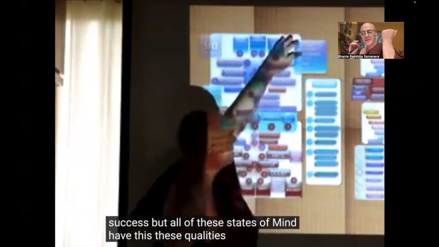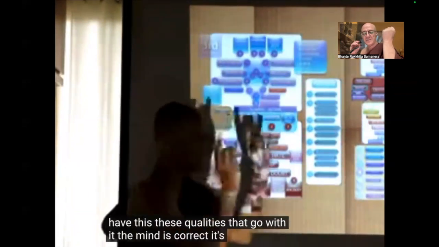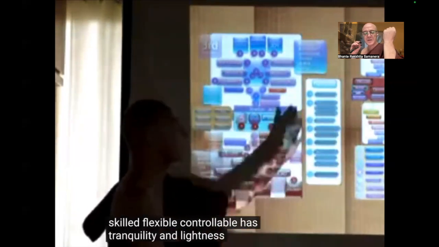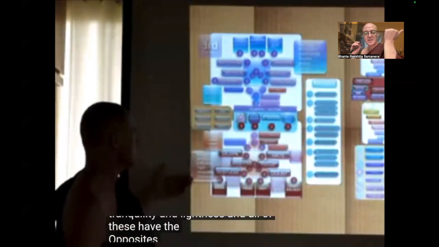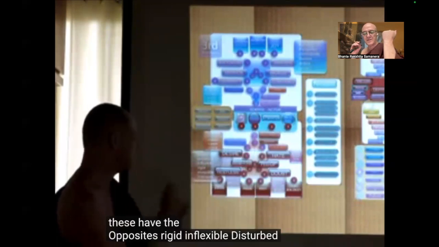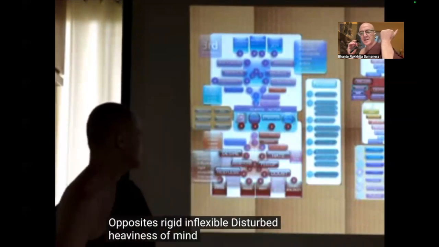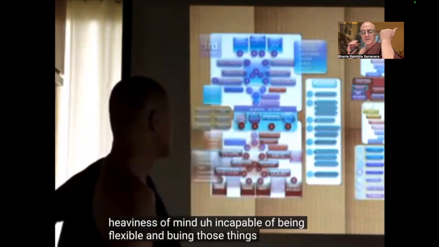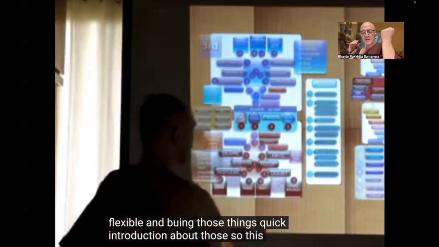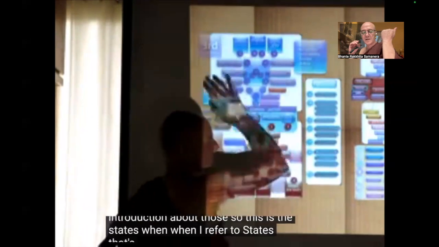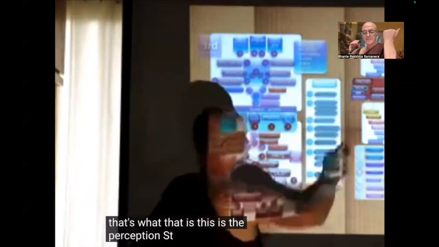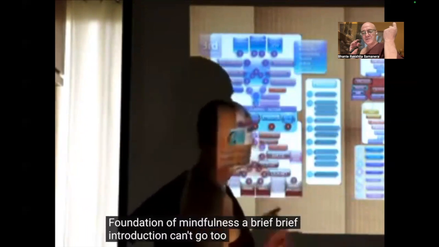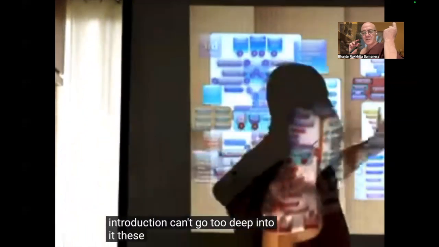But all of these states of mind have these qualities that go with them. The mind is correct, clear, skilled, flexible, controllable, and has tranquility and lightness. And all of these have opposites: rigid, inflexible, disturbed, heaviness of mind, incapable of being flexible, and those things. Quick introduction about those. So this is the states. When I refer to states, that's what it is. This is perception, and this is the third foundation of mindfulness. A brief introduction, I can't go too deep into it.